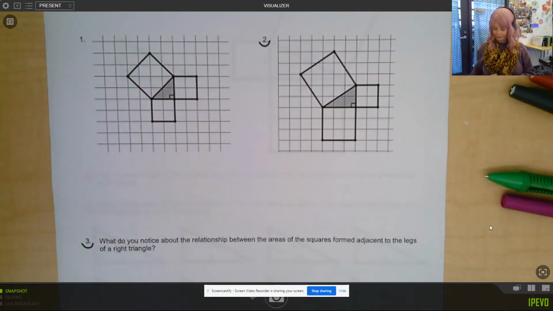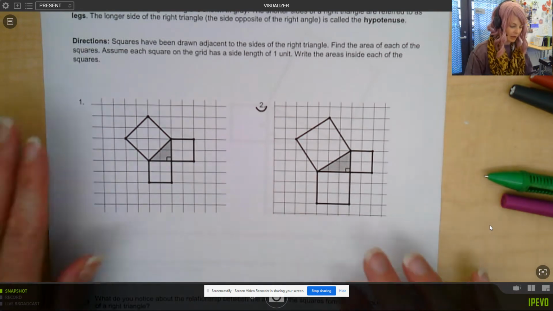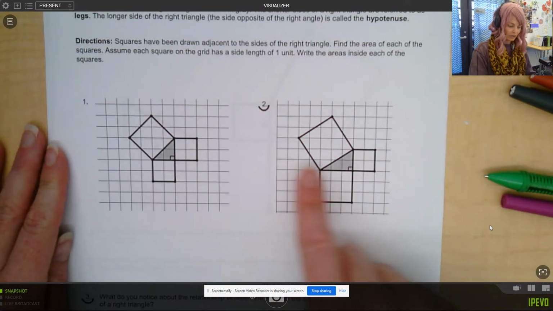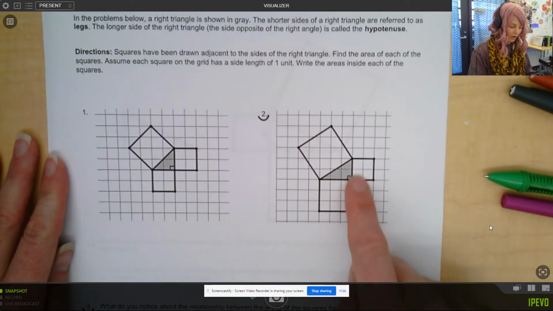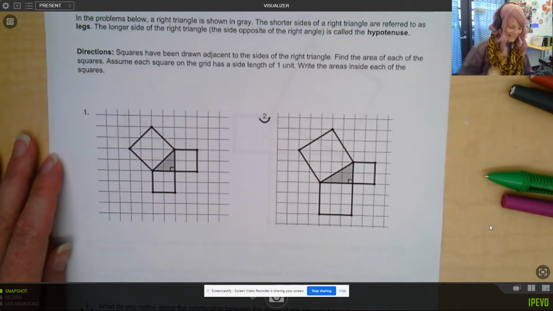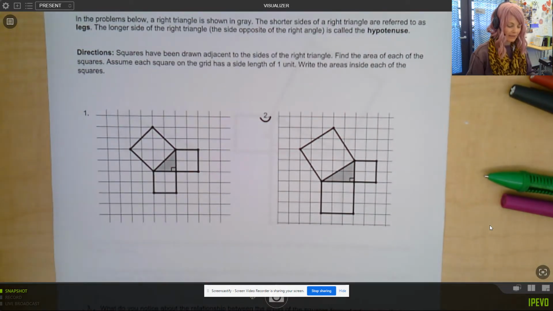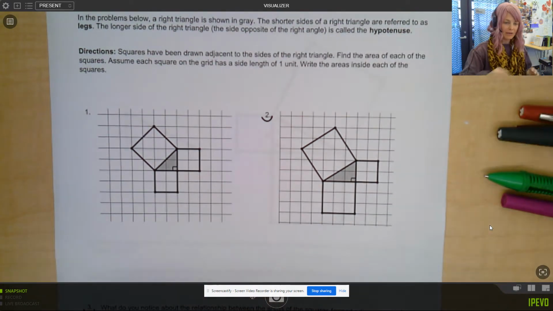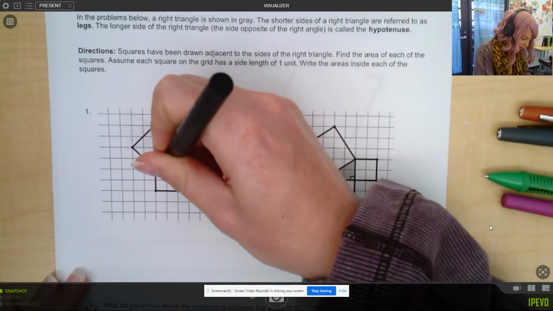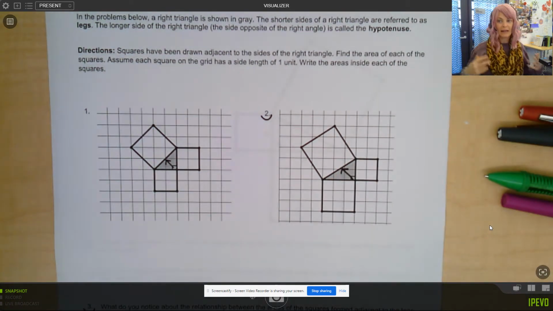Let's get started. In the problems below, a right triangle is drawn in gray, and the shorter sides of the right triangle are referred to as the legs, and the longest side of the right triangle is called the hypotenuse, which is always opposite the right angle. Something I always like to do is draw an arrow from the right angle to the hypotenuse to really identify it. It's important.